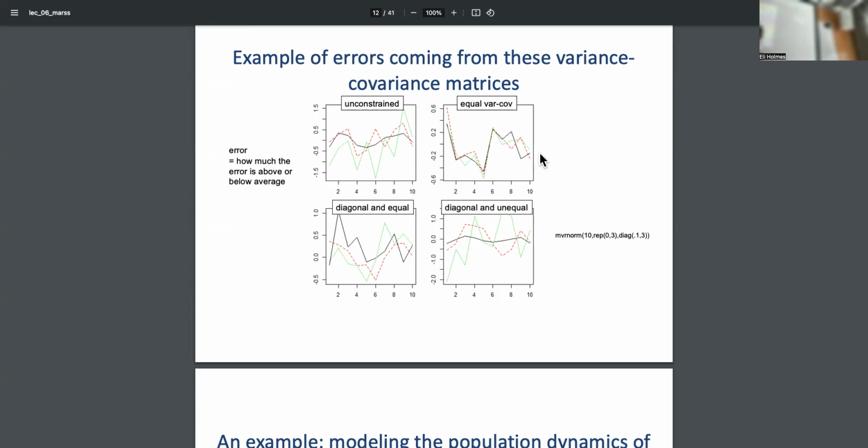When you start using the MARSS package, these are the shortcut terms for these different types of matrices: diagonal and unequal, diagonal and equal. This one's equal var covar, so that's all the variances are equal, all the covariances are equal. In this case, I picked a pretty high covariance, and you can see that they all kind of do the same thing. There's a little bit of variation, but they're really highly correlated. And this is an example where it's just unconstrained, and it looks like I didn't put too much correlation in there.